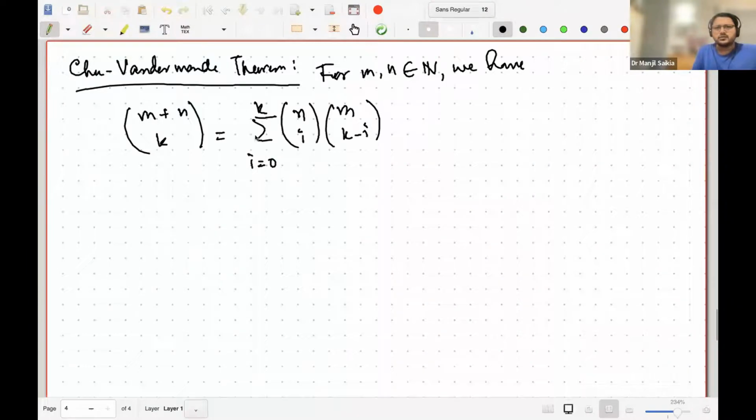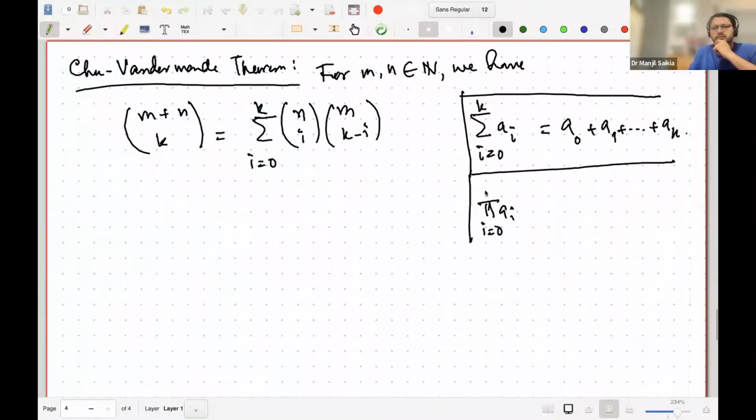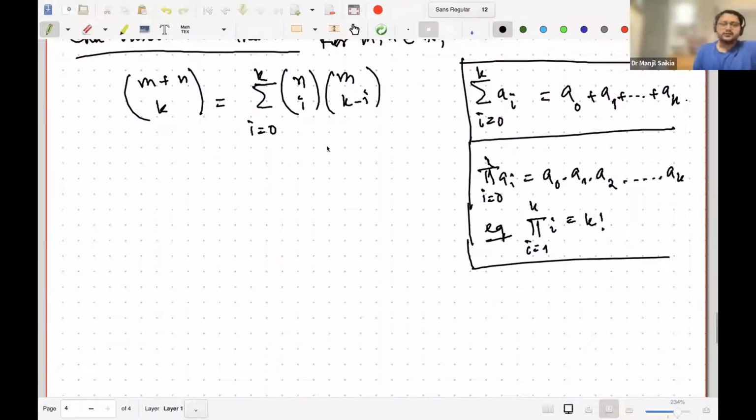So I'm not sure if you know this notation, but I'm going to explain this. The sum over i going from say 0 to k of a_i is just a0 plus a1 up to ak. So this is a compact way of writing sums. Okay, and there is a similar product notation. So the product from 0 to k of a_i will be a0 times a1 times a2 and so on up to ak. So for example, the product from 1 to k of i is equal to k factorial. Okay. Right. So this is the Chu-Vandermonde identity.